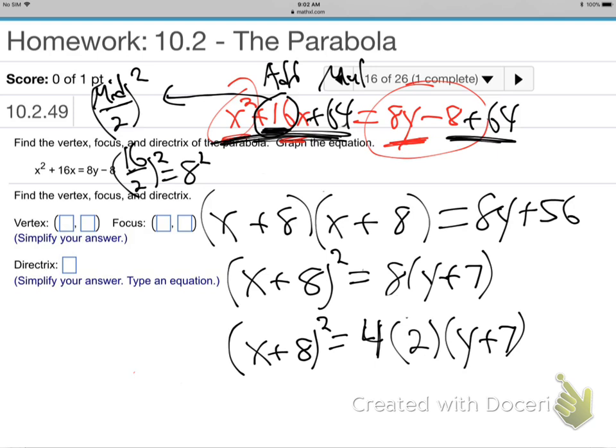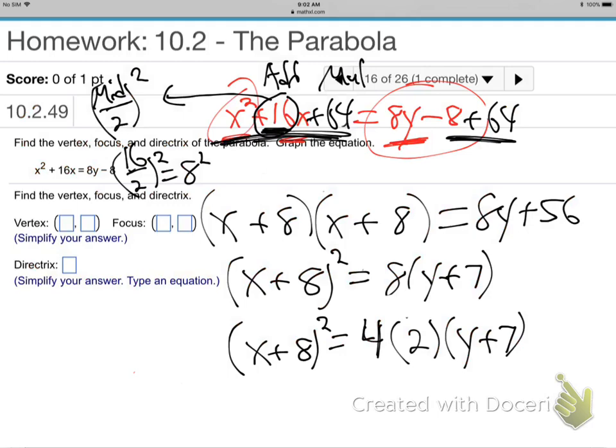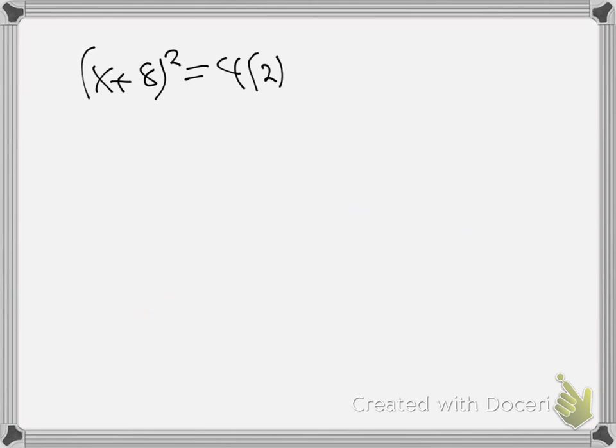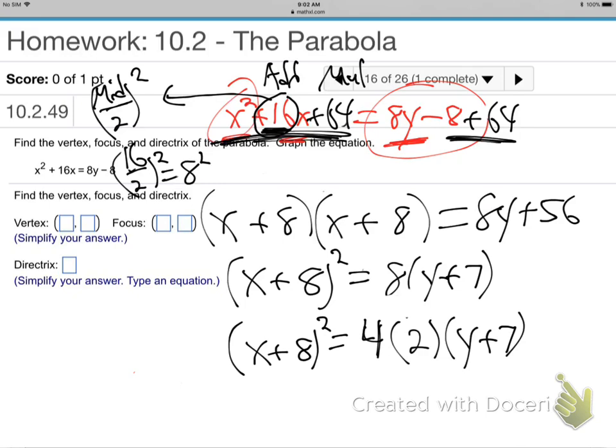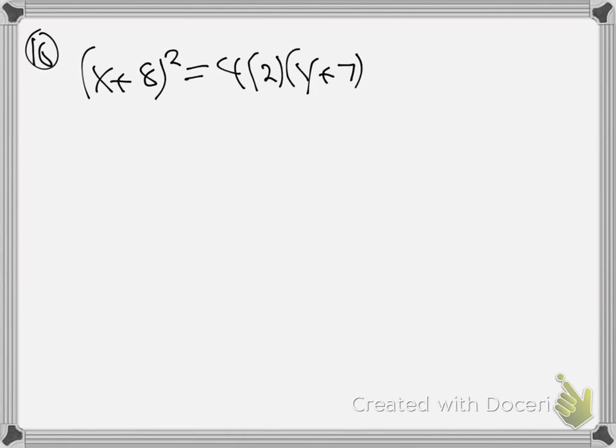Let's graph it now. So x plus 8 squared, okay. Go to a new screen. x plus 8 squared is 4 times 2 times what? What was it? y plus 7. And they want everything in the world on that. Okay. And what number is this? Number 16, thank you. So question number 16. Okay, now can you graph it from there? Let me give you a minute. Go ahead and graph it from there.